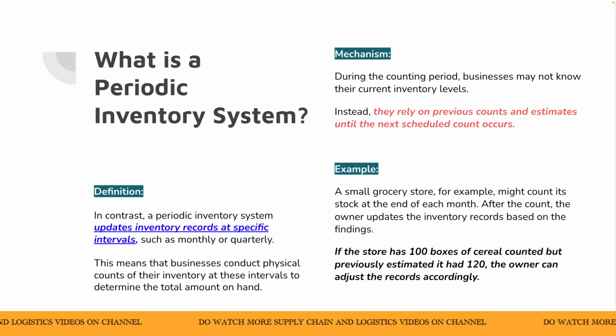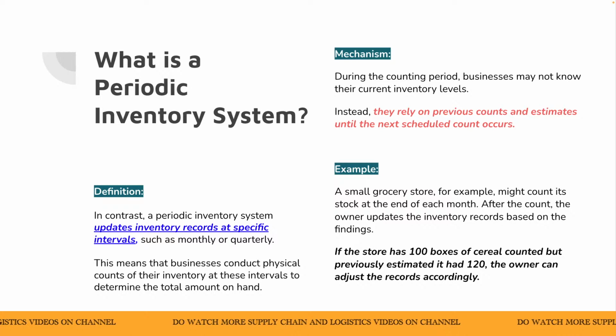Now let's check the inventory system by the name of the periodic inventory system. The definition says that a periodic inventory system updates inventory records at specific intervals such as monthly or quarterly. It need not be monthly or quarterly. It can be daily, once a week or once in a bi-week. You can say any period. Basically, it's not real time. It's just a period of time.